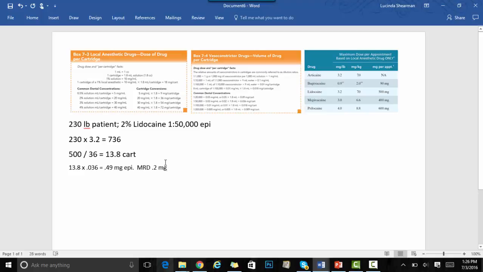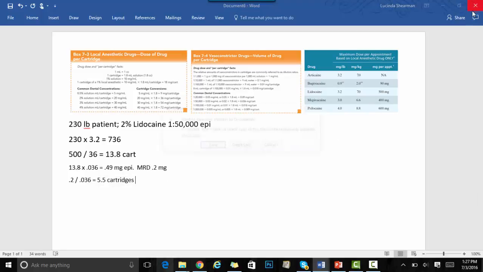But how many carpules can he have of 1 to 50,000 epinephrine? If each carpule has 0.036 milligrams of epinephrine, the MRD for epinephrine on a healthy patient is 0.2 milligrams. Then we'll divide 0.2 by 0.036 per cartridge, which will equal 5.5 cartridges. So our 230-pound patient can only have 5.5 cartridges.